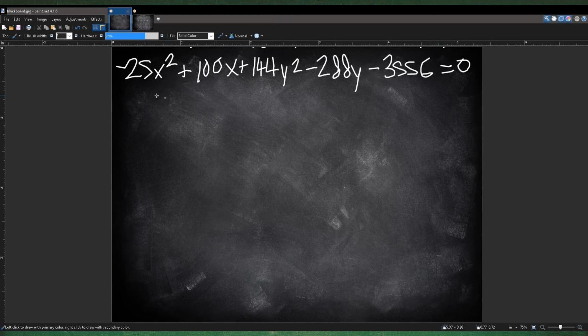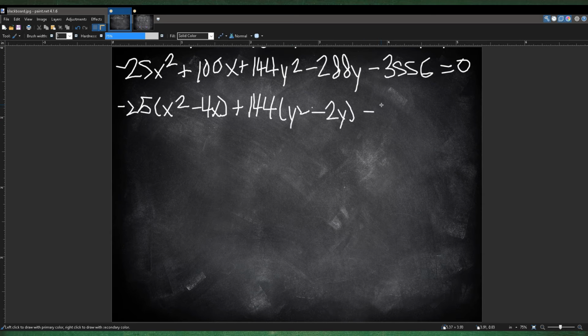So what you're going to do is the same process: divide by negative 25. Distribute out the negative 25. Sorry about that. Negative 25. You get x squared minus 4x plus, distribute out the 144, you got y squared minus 2y minus 3,556 is equal to 0.